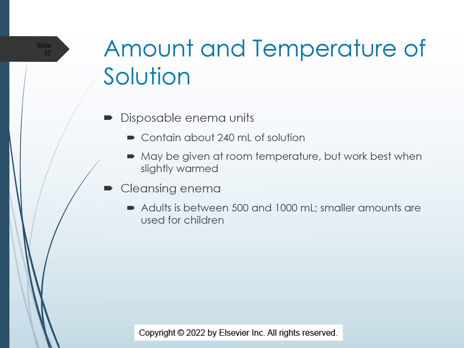Disposable enema units will contain about 240 ml of solution. They can be given at room temperature, but they work best when the solution is slightly warmed. See the cues and considerations for safety on page 591. The temperature of the enema solution should be about 105 degrees Fahrenheit. If a bath thermometer is not available, test the temperature of the fluid by pouring a small amount over the inner wrist. It should be warm to the touch, but not hot. Solution that is too cool usually cannot be retained, and hot solutions can damage the tissues of the rectum.